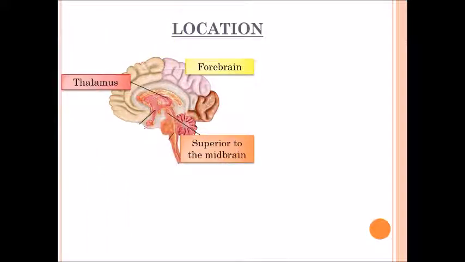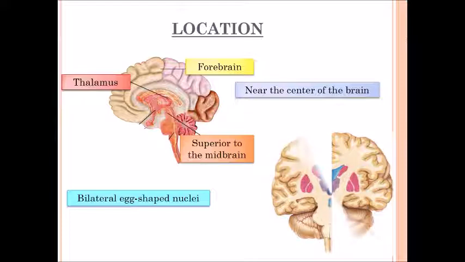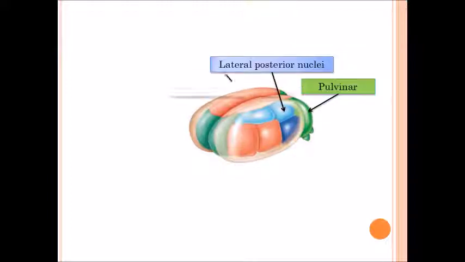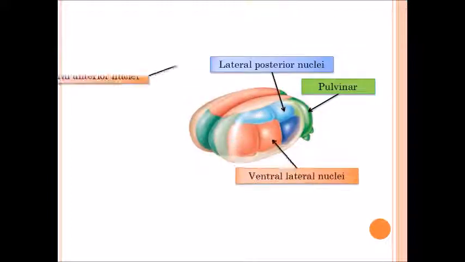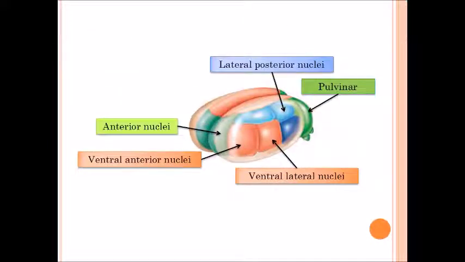Divisions. The thalamus is divided into three sections by the internal medullary lamina. This Y-shaped layer of white matter formed of myelinated fibers divides the thalamus into anterior, medial, and lateral parts. It has anterior, ventrolateral, ventral anterior, pulvinar, lateral dorsal, and lateral posterior nuclei.